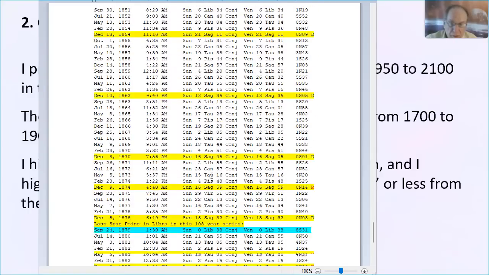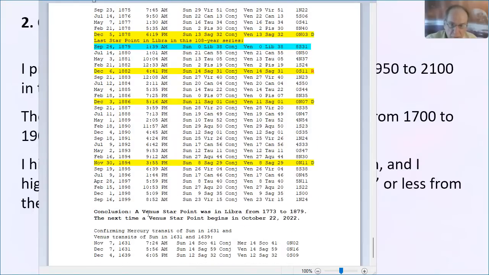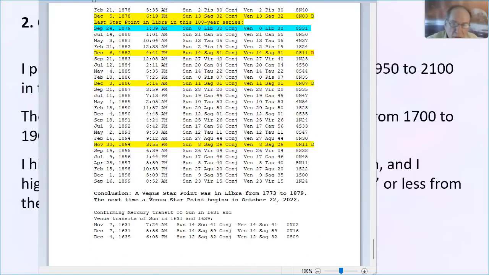And down here I have a summary. Here's when it comes out of Libra in 1879. I summarize it. Conclusion: a Venus star point was in Libra from 1773 to 1879. And the next time a star point is in Libra begins on October 22nd, 2022. So that's roughly 150 years since one of the star points was in Libra.